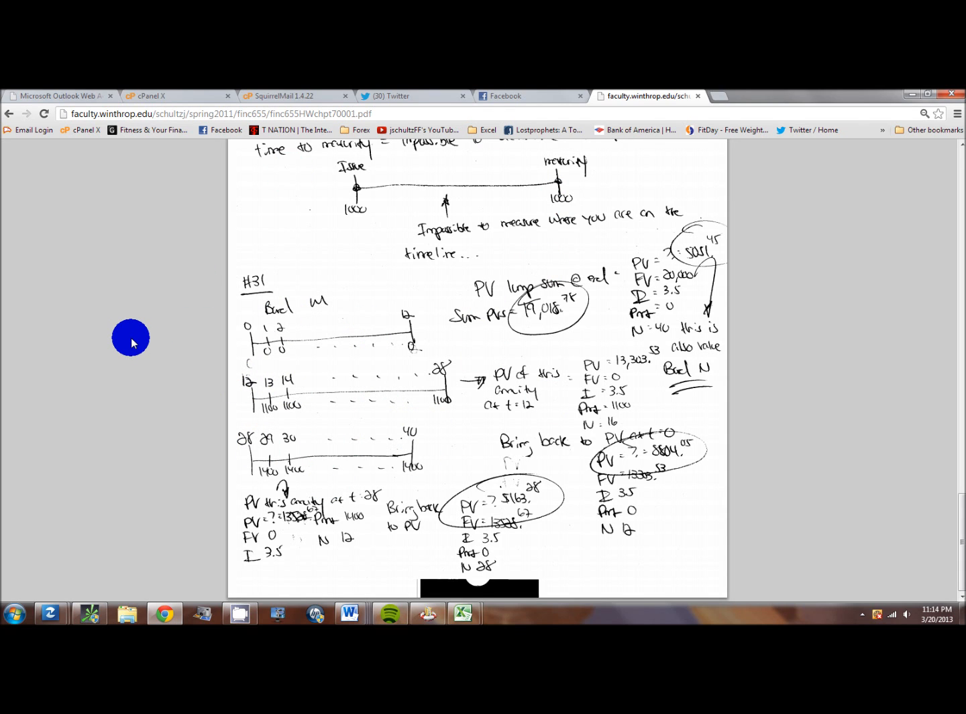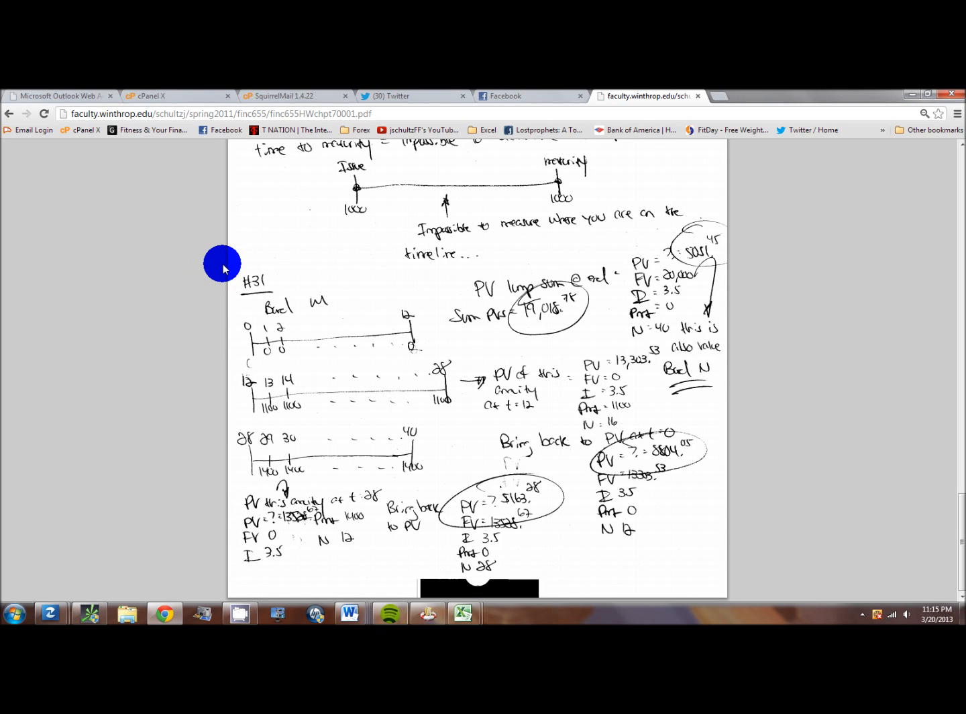This is an absolute beast of a problem. You've got quite a bit going on, so let's work this guy out step by step and talk through how you would solve it. Now, I don't have the problem itself up here. This is just my solution, so I'm going to work through my solution. But it might help if you crack open your textbook and have the problem in front of you.